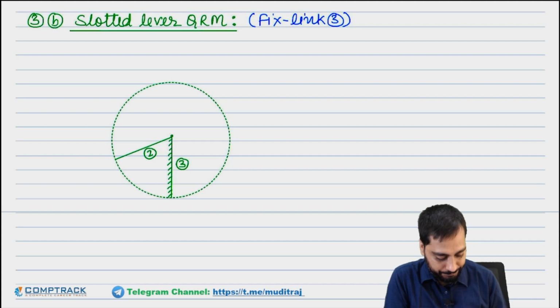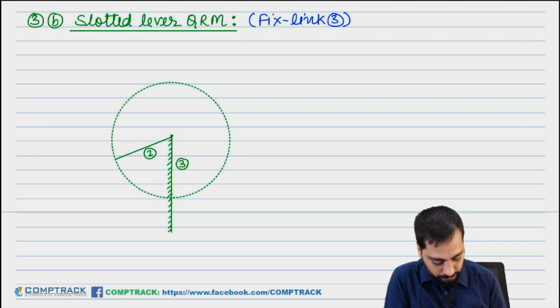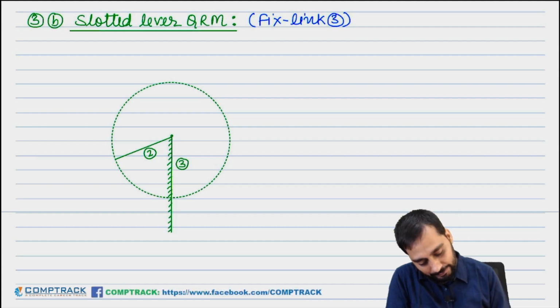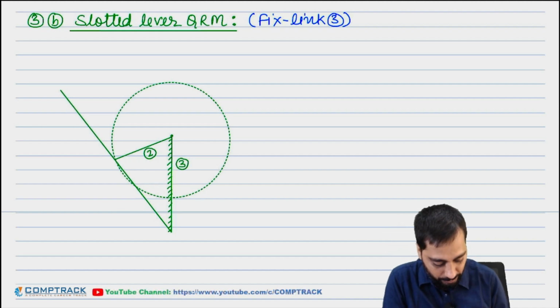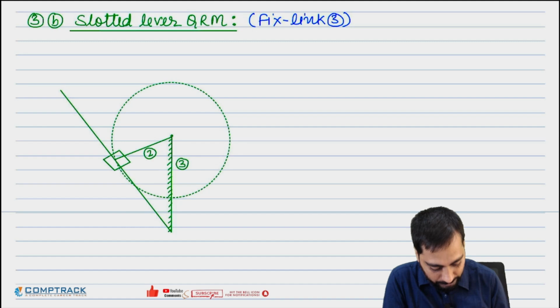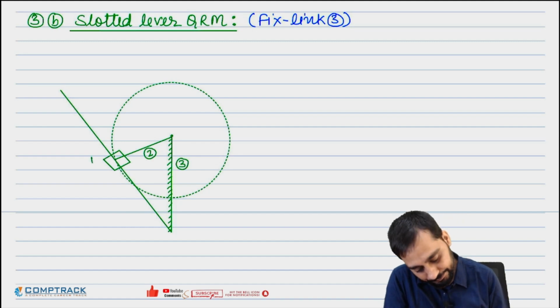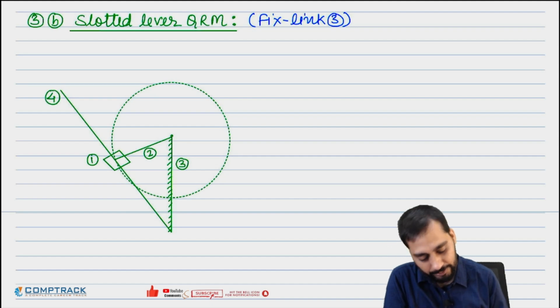And third is connected with 4. And 4 and 1 are exchanged here. 1 is made the piston, and fourth is made like a slotted lever.